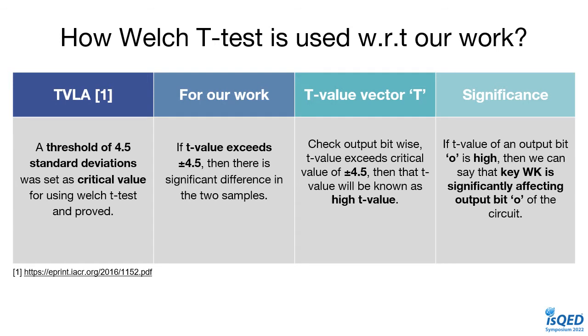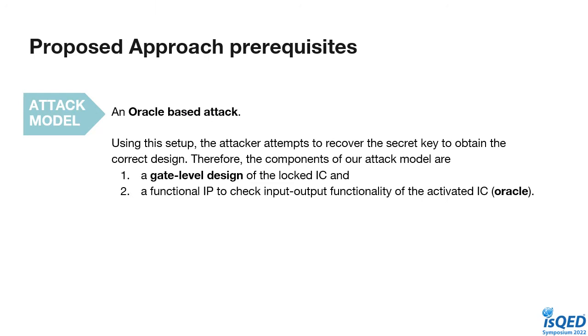There is this work, TVLA, where they have shown that the threshold of 4.5 standard deviations can be set as the critical value in case of Welch's t-test, and we will use the same. And if a particular t value exceeds the band of plus minus 4.5, it is considered a high t value. And if for that particular output bit there is a high t value, we can say key WK is significantly affecting output bit O.